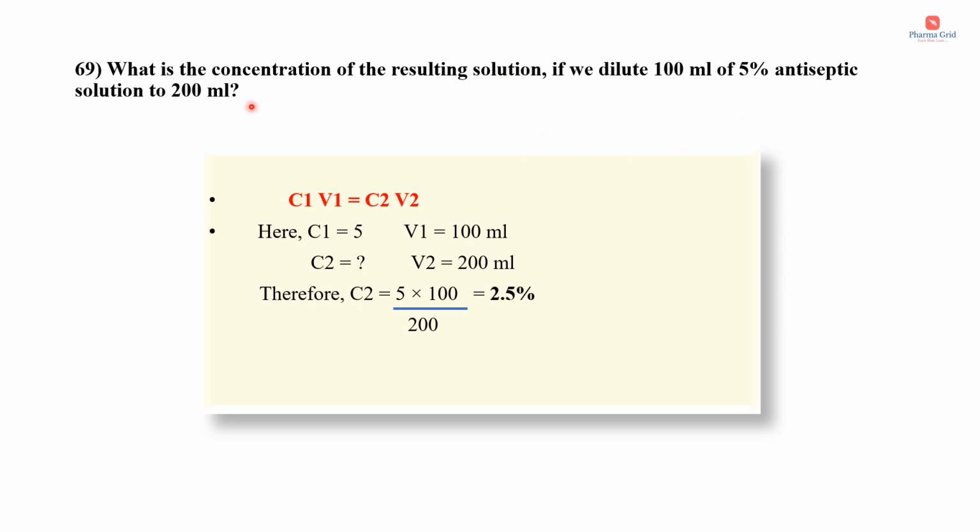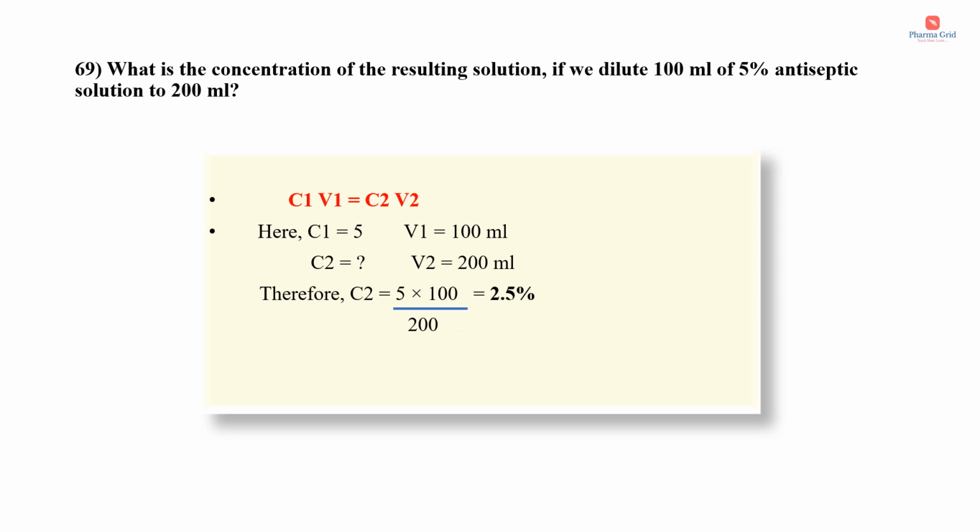Then V1 is equal to 100 ml and V2 is equal to 200 ml. All these values we know, C1, V1 and V2, and we need to find C2. Substituting all these values in the equation, C2 is equal to 5 into 100 divided by 200, that is equal to 2.5%, which is the concentration of the resulting solution.